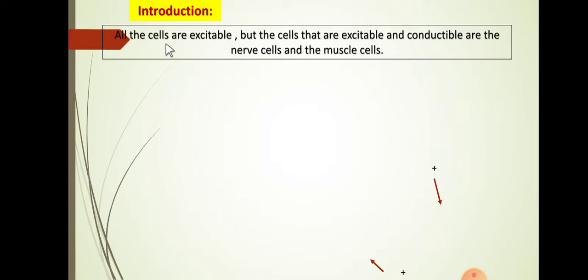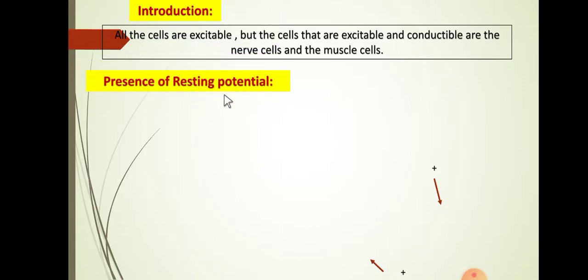Introduction. All the cells are excitable. Excitable means these cells can receive a message from the external medium. But the cells that are excitable and conductible are the nerve cells and the muscle cells. So the nerve cells and the muscle cells not only receive a nerve impulse or a message from the extracellular medium, but also they conduct this nervous impulse to the other neuron or to the other muscle cells, okay?